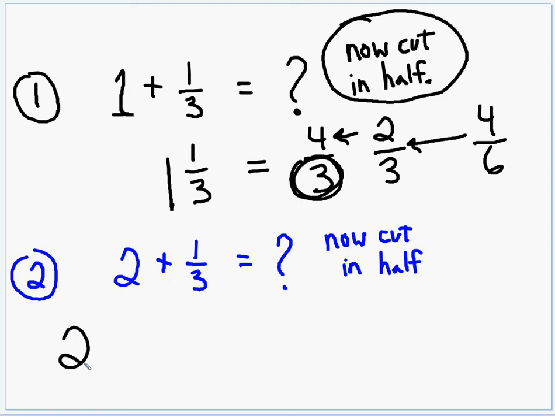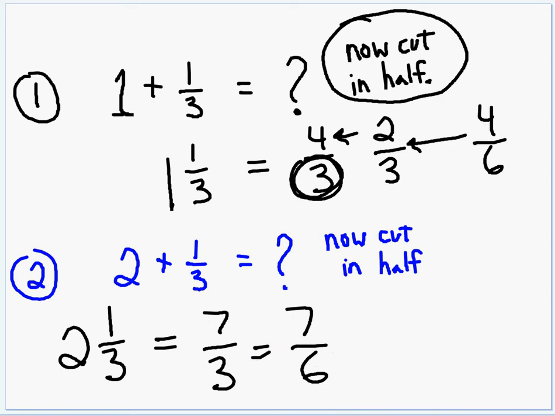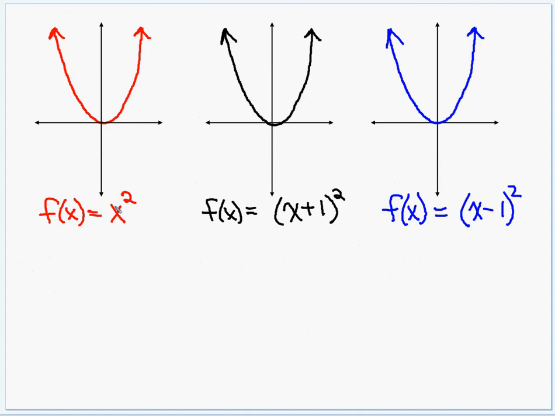2 plus 1/3 is 2 and 1/3. That is the same thing as 7/3. The numerator's odd, so I don't want 3.5 over 3. Decimals within fractions is bad math manners. So let's double that denominator. 7/6 is that number cut in half.